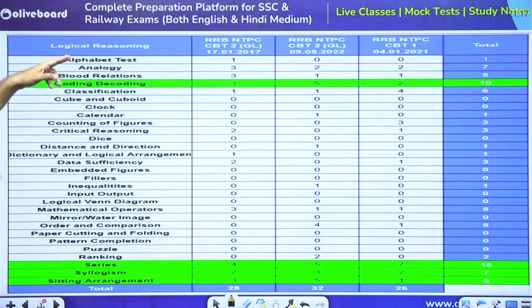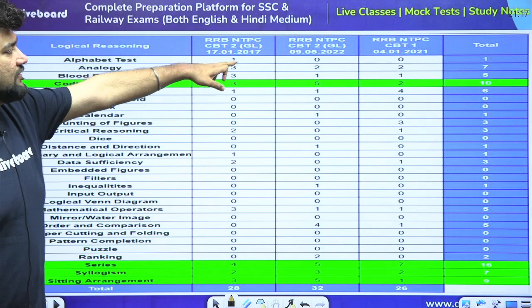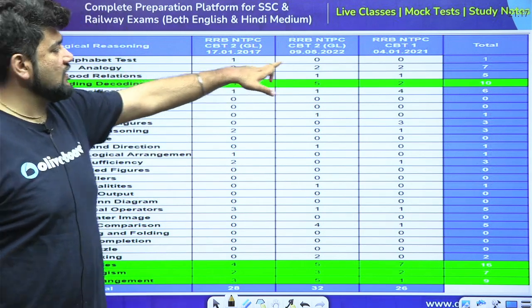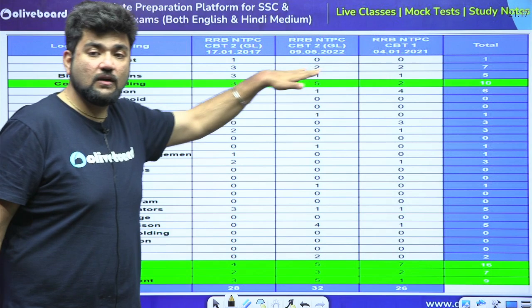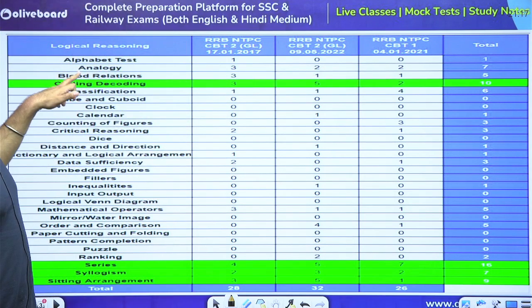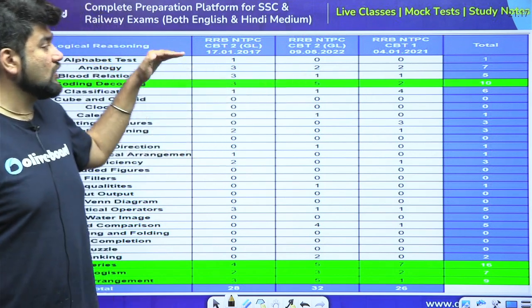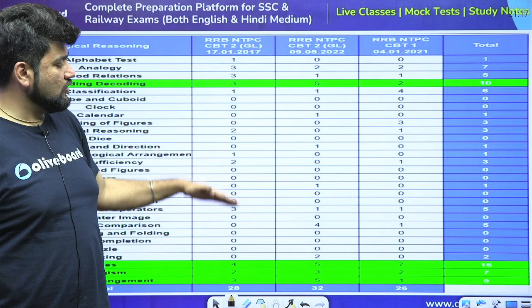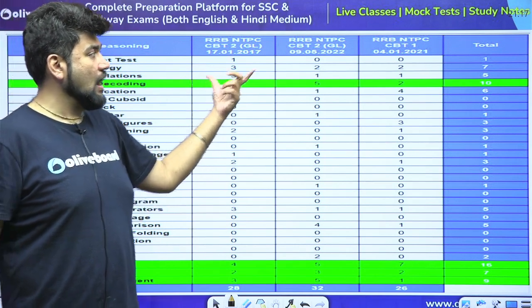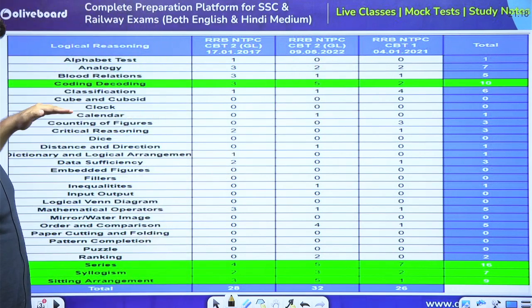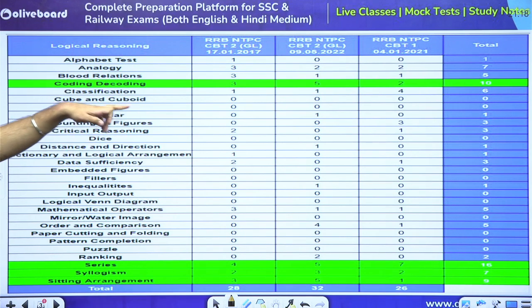Okay, now alphabet test, we have 1 question in 2017, none here, none here. Analogy, 3 questions here, 2 questions here, 2 questions here. So this becomes a very crucial topic. Blood relations 3, 1, 1, coding decoding 3, 5, 2. So you can also understand that in one particular year what was the importance of the topic and how it has gradually increased. Okay, classification, cube and cuboid, clock, calendars, we have 1 question only in 2022 CBT 2.